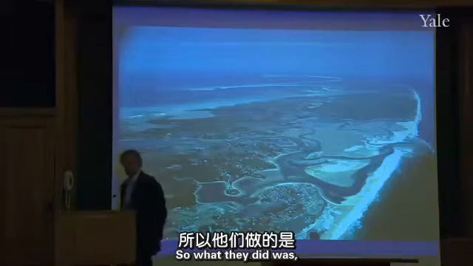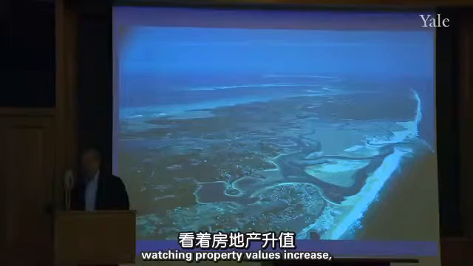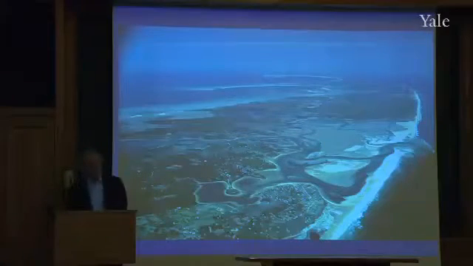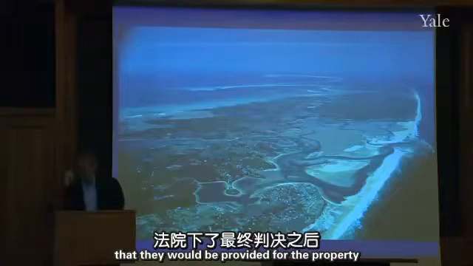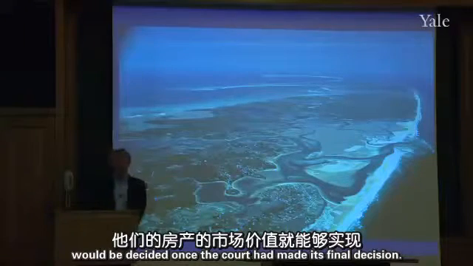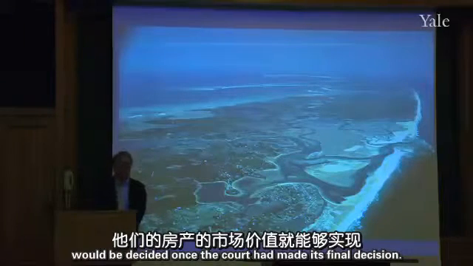So they were playing a game, watching property values increase, knowing that the market value they would be provided for the property would be decided once the court had made its final decision.